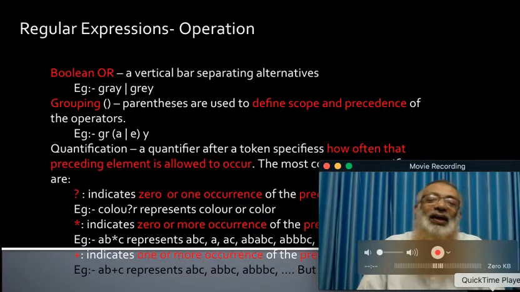Hence we can see that a regular expression is very powerful, and whatever search pattern we can express in natural language, using these operators we can form that expression as a regular expression or RE.